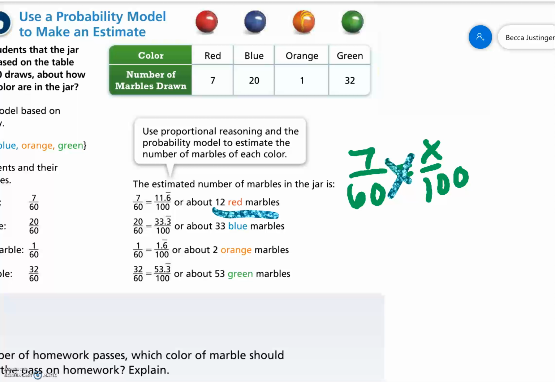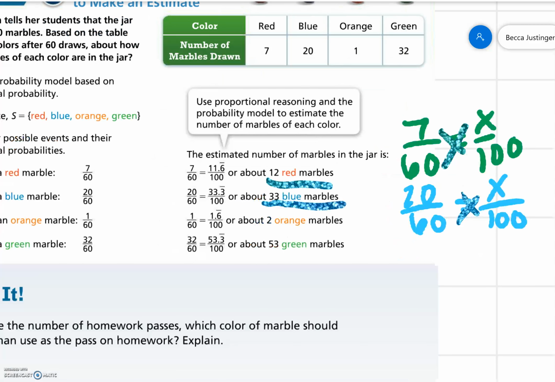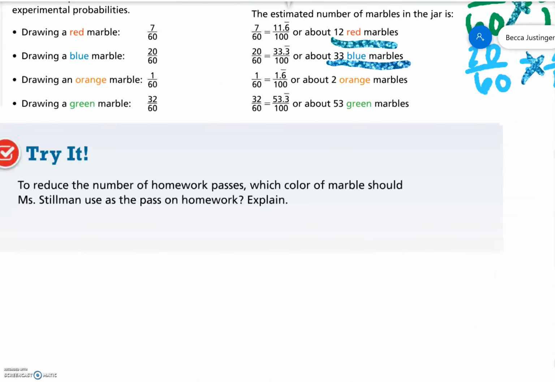Same thing with the blue marbles is 20 out of 60. And you want to cross multiply with that to find out how many are in 100. Cross multiply, you get about 33 blue. Do that same for orange and the same for green.